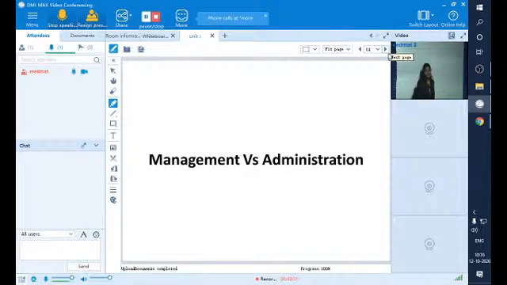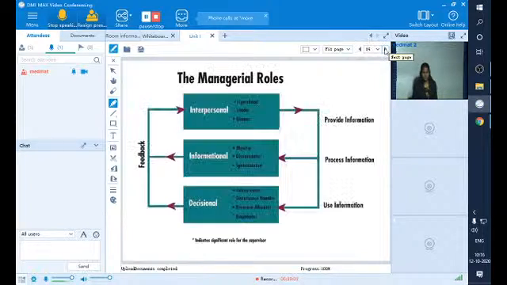Then management versus administration. Already we know what is meant by management. There are three types of roles: the interpersonal role, informational role and decisional role. The interpersonal role includes figurehead, leader and liaison. The informational role includes monitor, disseminator and spokesperson. The third one, decisional, includes entrepreneur, disturbance handler, resource allocator and negotiator. So these three should be included in the managerial roles.